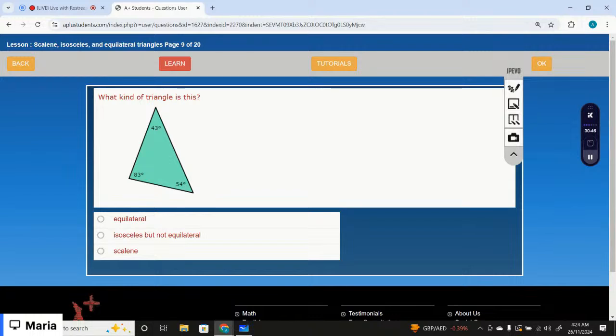What kind of triangle is this? Which is the correct option? That is a scalene triangle. Option number three is the correct option.